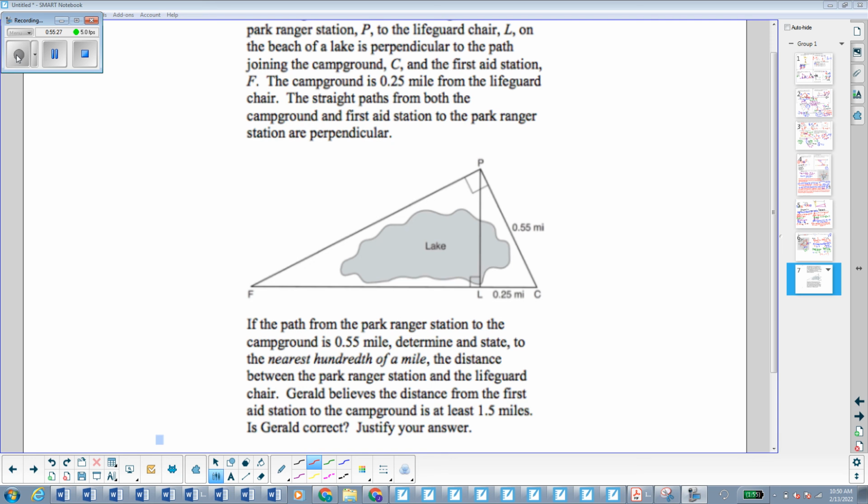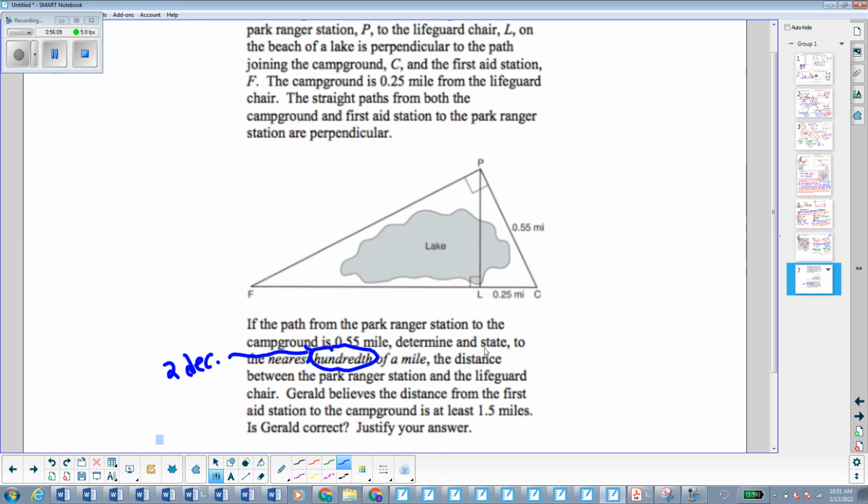If the path from the park ranger station to the campground is 0.55 miles, okay, park ranger station to campground, that's why this is 0.55, determine and state to the nearest hundredth of a mile. Let me just circle that for a second. Hundredth of a mile is 2 decimal places. So I just want to indicate that. Tenth is 1 place. Hundredth is 2 places. Thousandth is 3 places. Any more than that, they would probably just say 4 decimal places or 5 decimal places. So the big ones now are tenth, hundredth, and thousandth. That's 1, 2, and 3 decimal places.